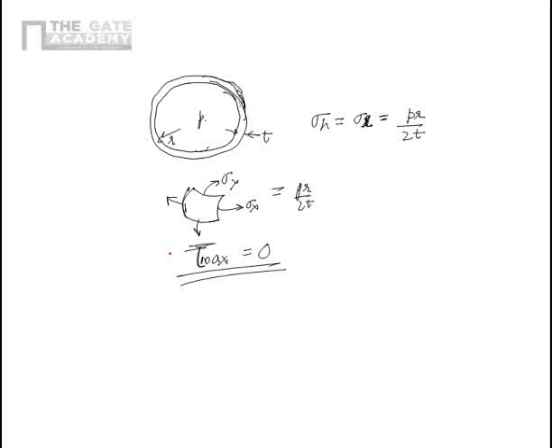And why is it desirable? Because in absence of shear stress in any direction, the value of stress on the structure is PR upon 2T. So the whole structure carries or resists the load by equal stress in all directions. So it's very easy to design a spherical pressure vessel.